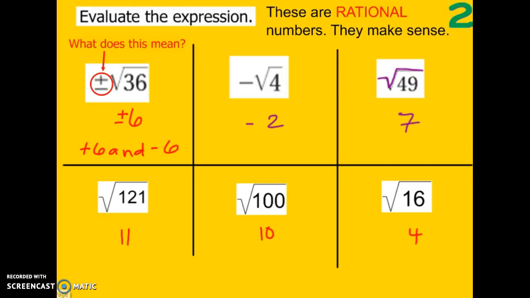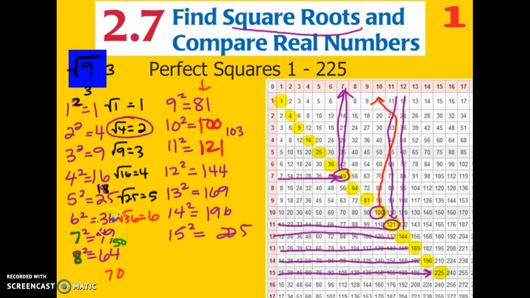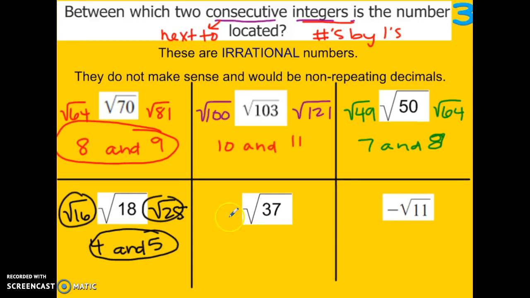So let's find the square root of 37. 37, oh, really close to 36. So it's between 36 and 49. Square root of 36 is 6. And square root of 49, we did that one up here, it's just 7. So it's between 6 and 7.